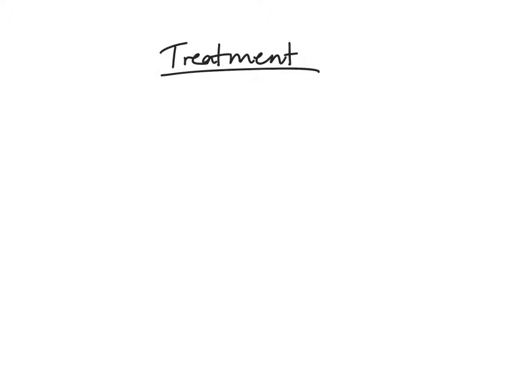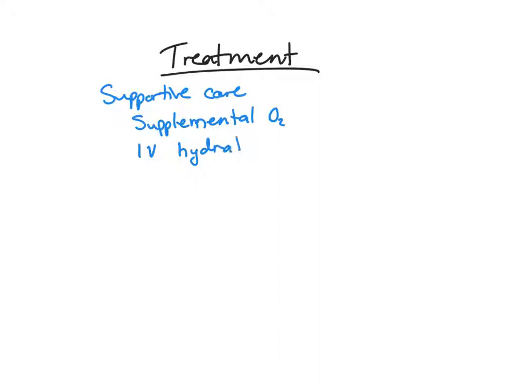Just like with a URI, treatment for bronchiolitis is usually just supportive care. The difference is that sometimes the infants really require some intensive support in order to make it through the worst part of the illness, so they do require hospitalization. In the hospital, we can provide supplemental oxygen, IV hydration, and nebulized medications that we don't routinely do at home.